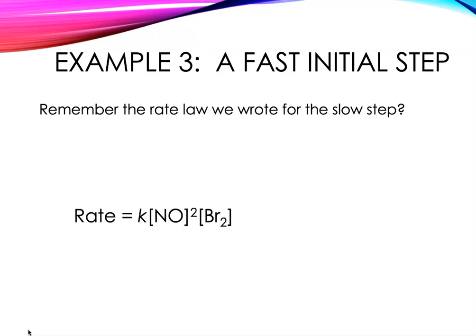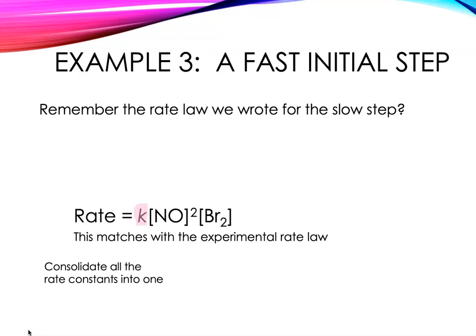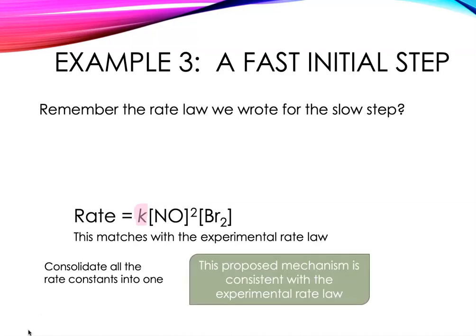And I end up with the rate equals the rate constant times NO squared times Br2. Now what I did is I put all the rate constants into one and consolidated them as just K. Look at this. It's second order in NO, first order in Br2, and this matches the experimental rate law. So what this tells us is that this proposed mechanism is consistent with the experimental evidence, and it's a plausible, valid mechanism. And that's really what we were trying to get at.